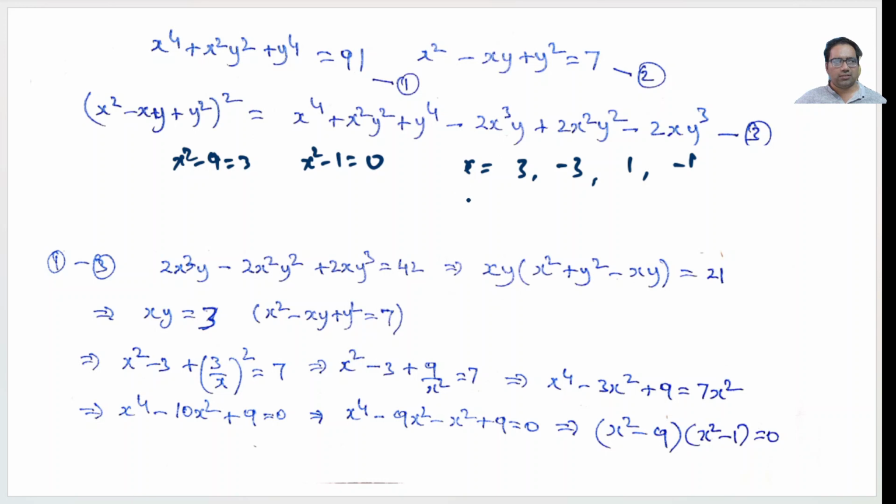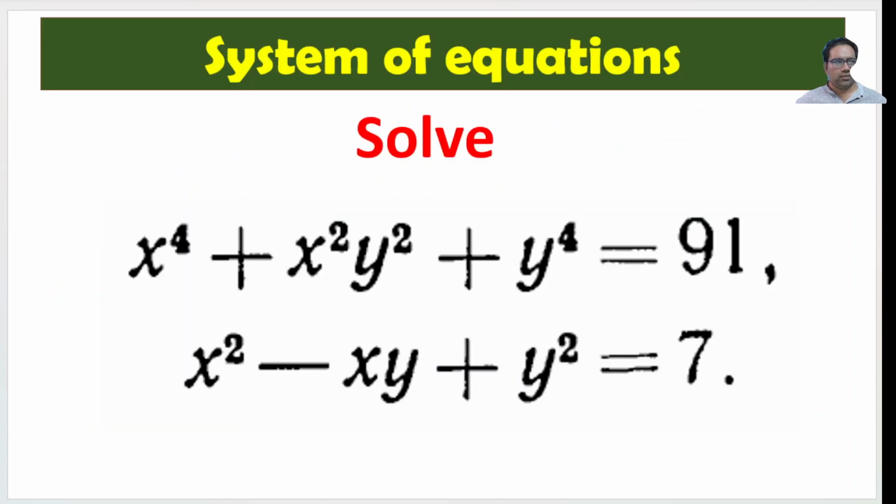Now, xy equals 3 already. So y becomes 1, minus 1, 3 or minus 3 accordingly, because xy should be equal to 3. In all these cases the product is 3. So these are the four solutions of this set of equations.